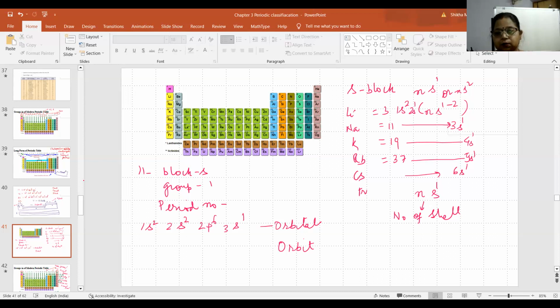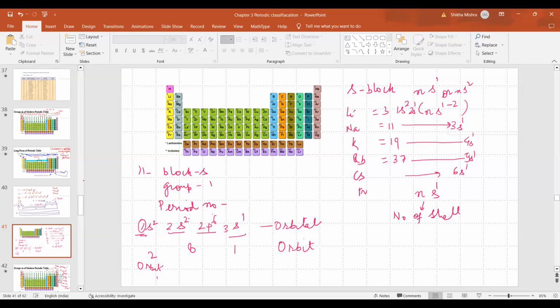Look for the digits which have the same principal quantum number. 1s2, its prefix is 1, used only at one place, so my first orbit will have 2 electrons. Similarly, the second orbit has 2s2 and 2p6; 2 and 6 make 8. So the second orbit will have 8 electrons, and 3s1 makes it 1. Is it clear to you, Ria? Yes, ma'am, it's clear.